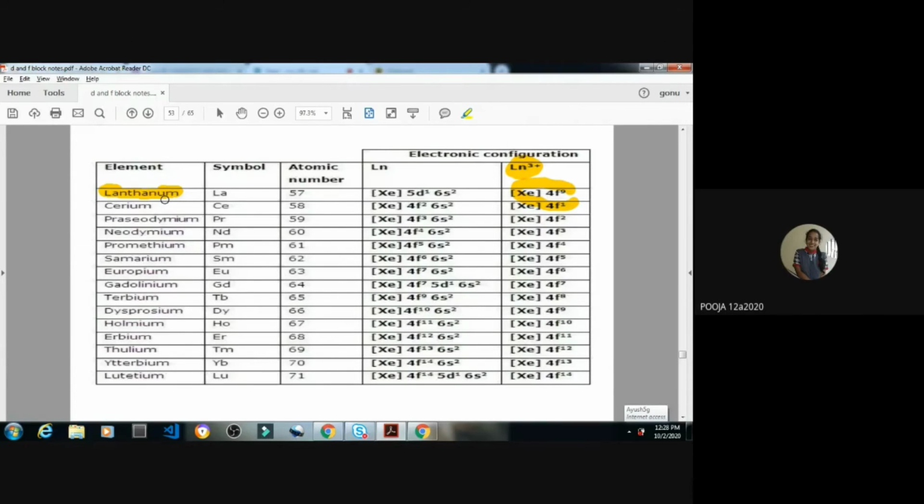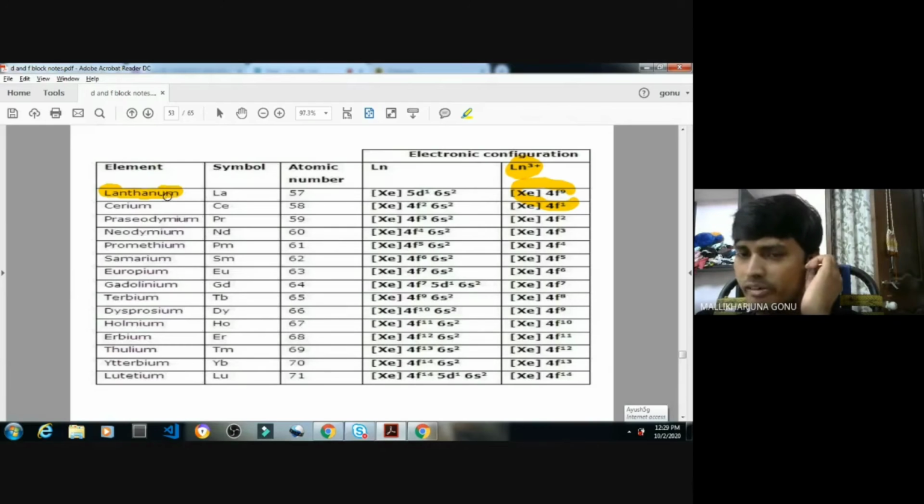F block, sir. Very good. But here, if you see the electronic configuration, it is not showing the 4f. Why? Because this is not exactly an f block element. Lanthanum is not exactly an f block element.